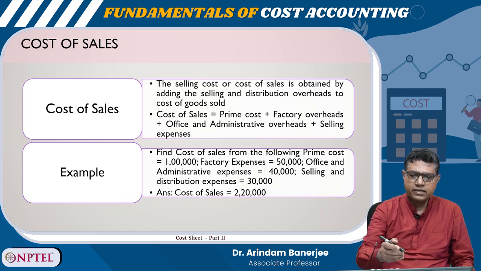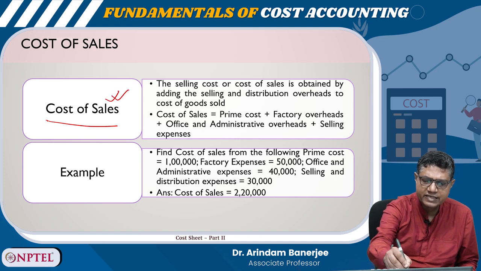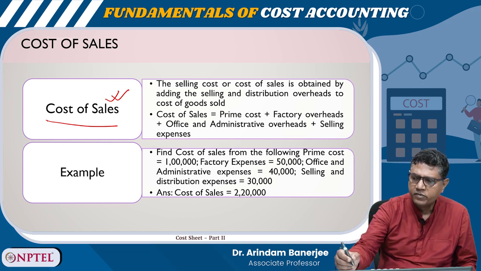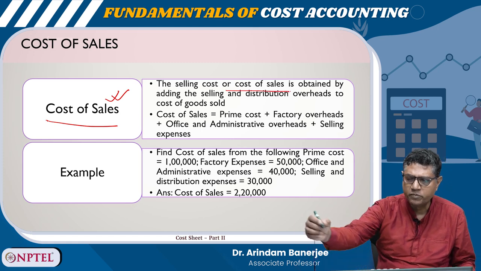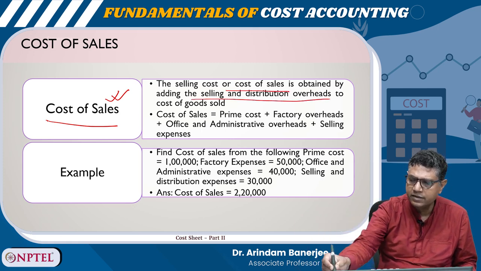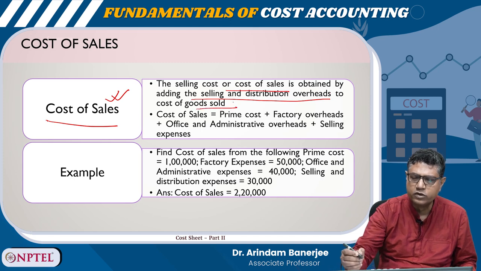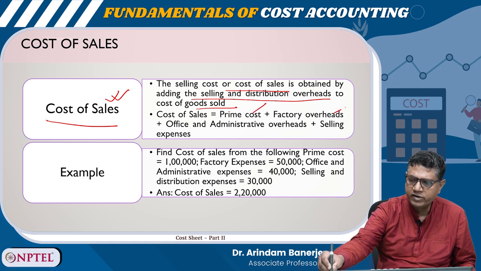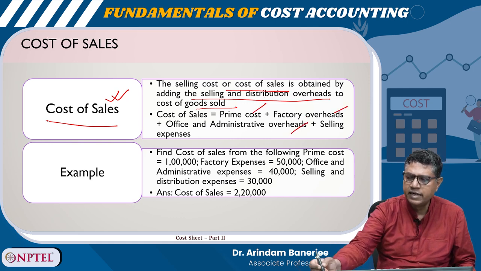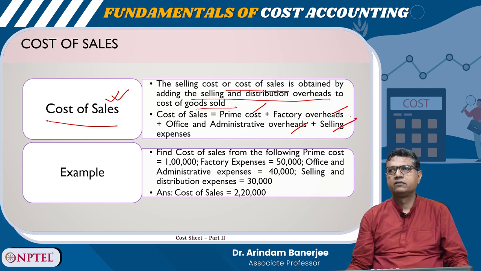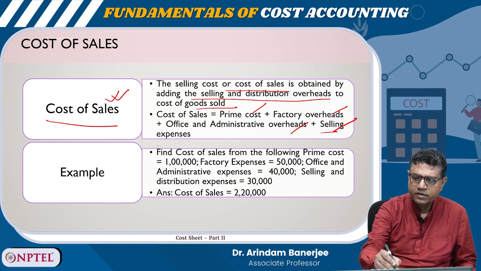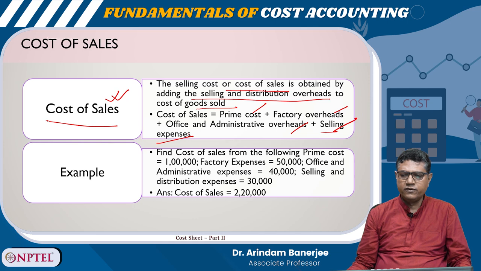From cost of production, the next level is called the cost of sales. So what is cost of sales? The selling cost or the cost of sales is obtained by adding the selling and distribution overheads to the cost of goods sold. So cost of sales is equal to prime cost plus factory overheads plus office and administrative overheads plus selling expenses. This is a new thing here, the selling expenses, to arrive at the cost of sales.